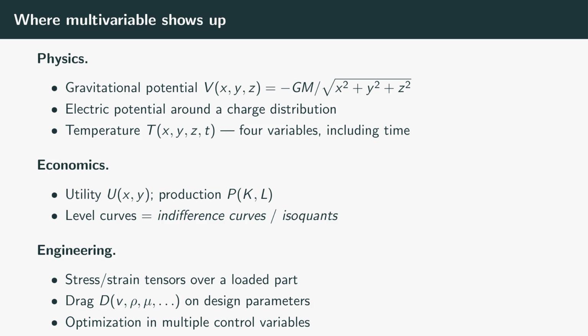In engineering, stress and strain are tensor fields over a loaded part. The drag on an aircraft depends on a dozen design parameters, and any non-trivial optimization happens in multivariable input space. The thing being optimized is a multivariable function. The gradient tells you where to step. The Hessian tells you whether you found a maximum, minimum, or saddle.